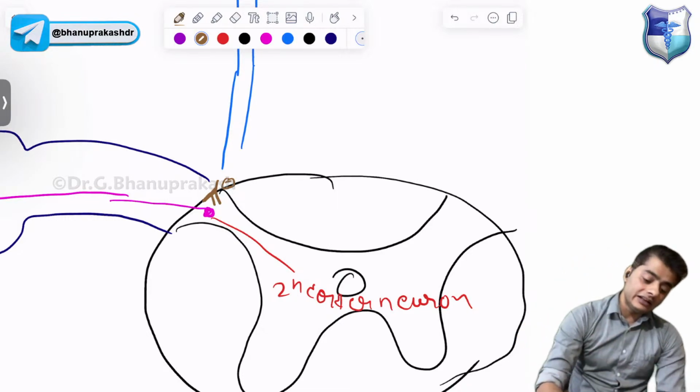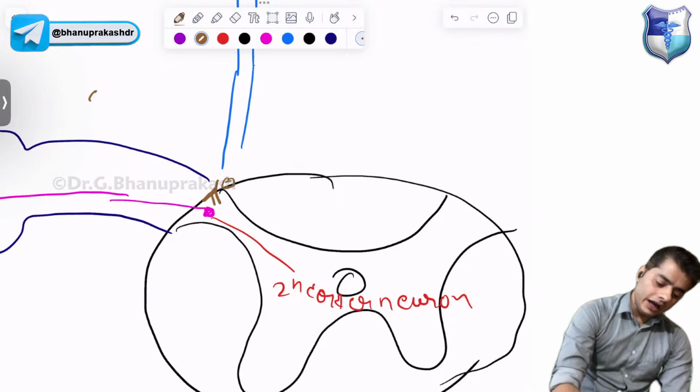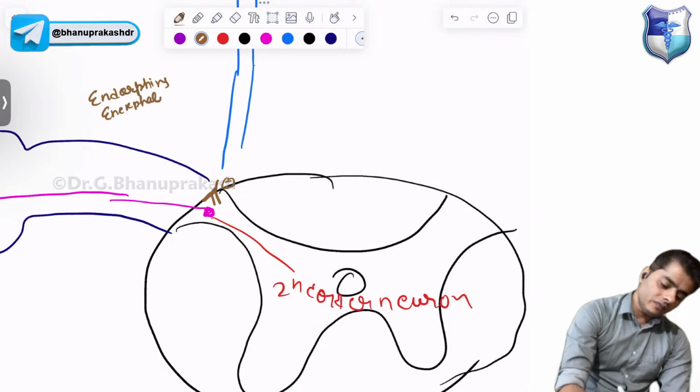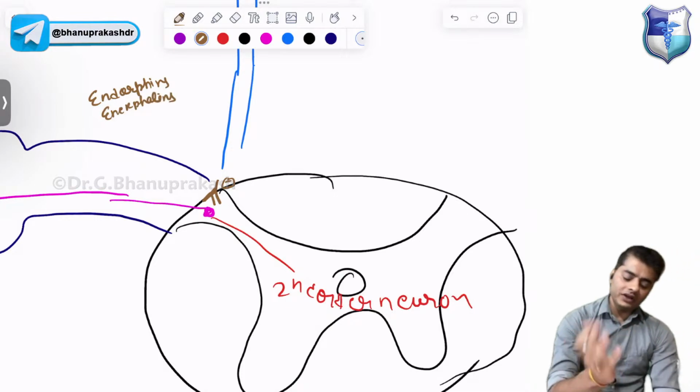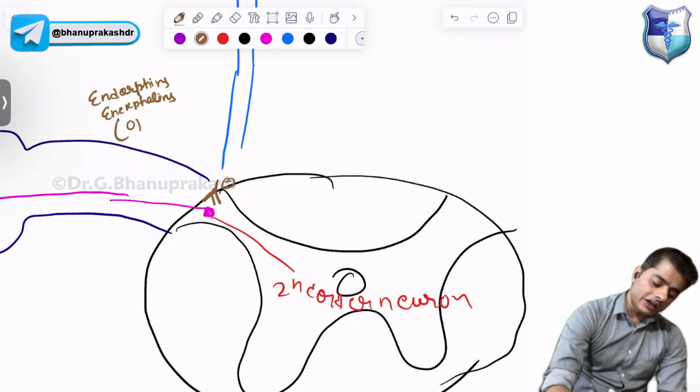And what are the chemicals the descending tract releases? It releases endorphins and enkephalins. And these endorphins and enkephalins all have a structure like opioids.